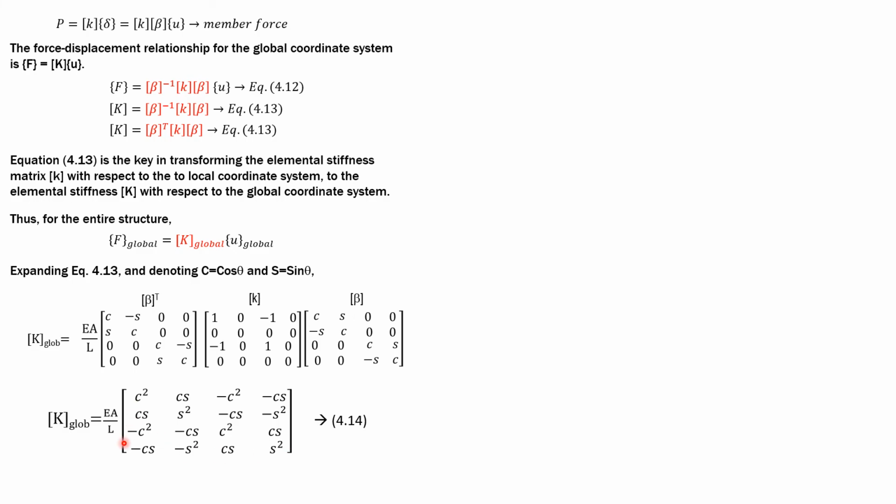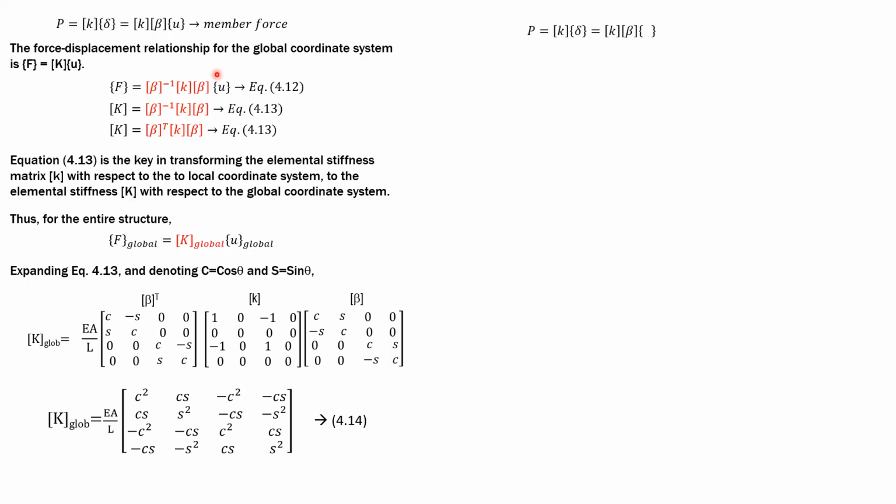It's just EA over L. All you have to do is memorize this first 2 by 2 matrix here. And take note that on this side here, it will be the negatives of these elements here. Then, by symmetry, because the global stiffness matrix is symmetric, that's why it's the same here. And this is also the same here. So I hope you can easily memorize that.